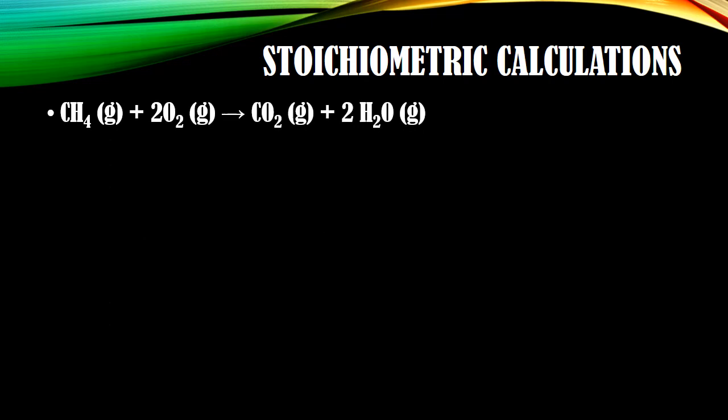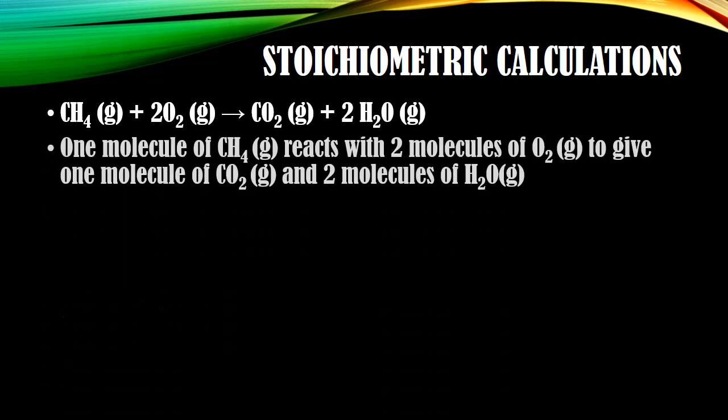Now let us see how to carry out stoichiometric calculations. This involves a lot of interconversion. Let's see. If you look at this equation, methane burning in the presence of oxygen to give carbon dioxide and water. Now, based on what we have learned in lower classes, we can say one molecule of methane is reacting with two molecules of oxygen to give one molecule of carbon dioxide and two molecules of water. So we know whatever is indicated in a balanced chemical equation is representing molecules of those reactants and products.